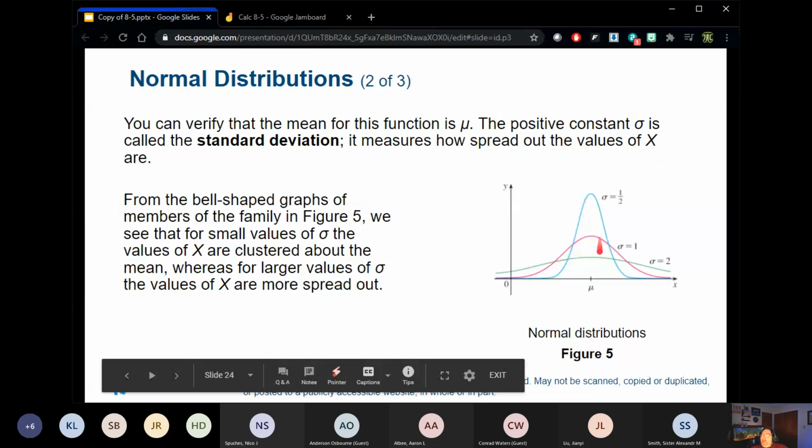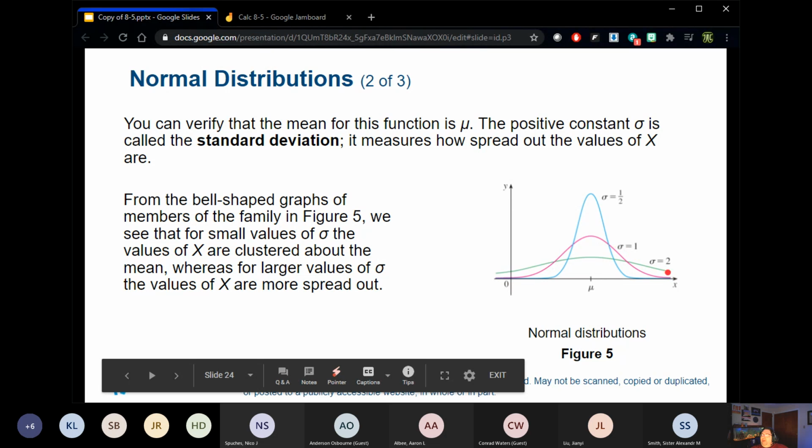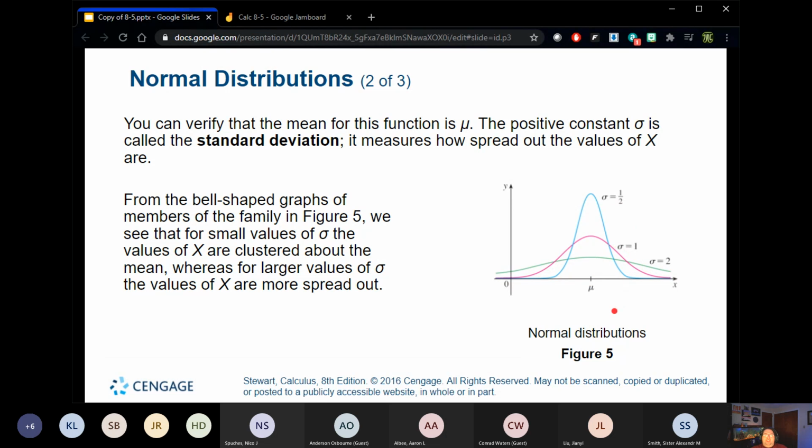So as my standard deviation gets bigger, my curve flattens out. So you can see here that's a standard deviation of 2, a standard deviation of 1, and a standard deviation of 1/2. So as the standard deviation gets smaller and smaller, it's more compressed towards the mean, which means more values are closer to the mean. As the standard deviation gets higher, it becomes more spread out.